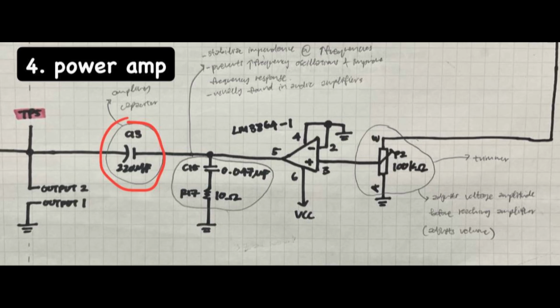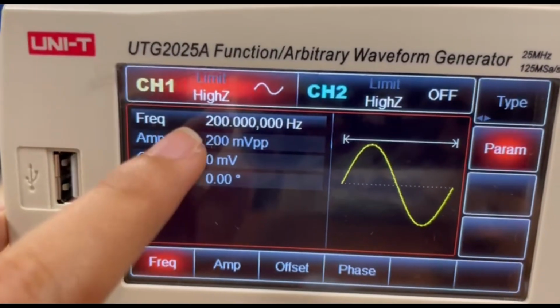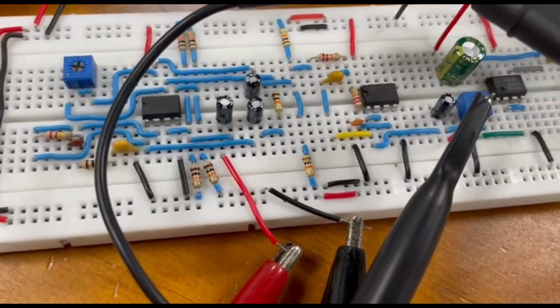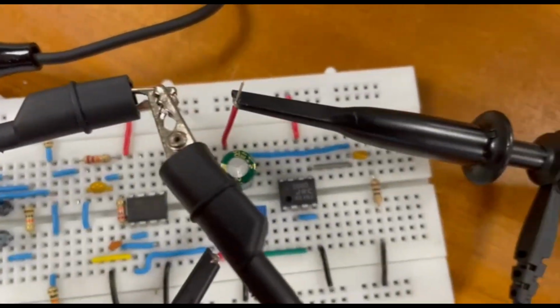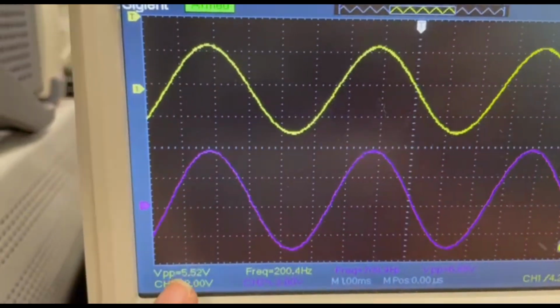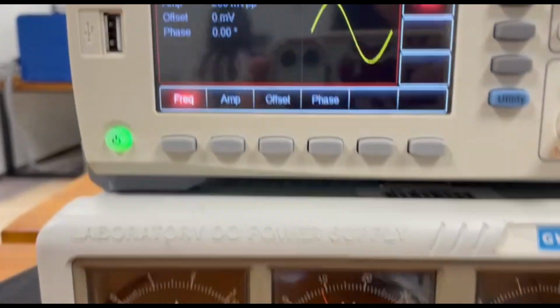The power supply is set to 9 volts while the function gen is set to 200 Hz and 200 mV peak to peak while being at a high Z setting. It is connected to C1 and ground while the oscilloscope probes are connected to points TP4, my yellow waveform, and TP5, my purple waveform, while also being grounded. Here you can see that my TP4 is around 5.52 volts while my TP5 is around 6.88 volts.